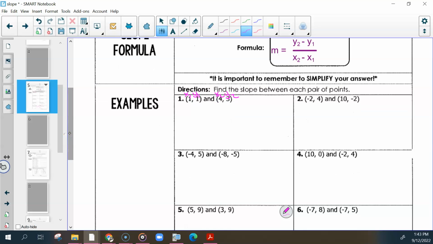Once you've labeled them, you're just going to put these into this format. So y2 is 3. We are always subtracting no matter what. y1 is 1. x2 is 4. We're always subtracting, and then x1 is 1. And then we would simplify. So 3 minus 1 gives us 2. 4 minus 1 gives us 3. So that would be our slope because we can't simplify it any further.